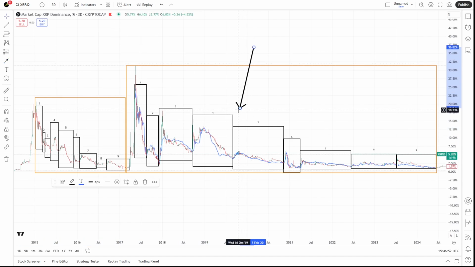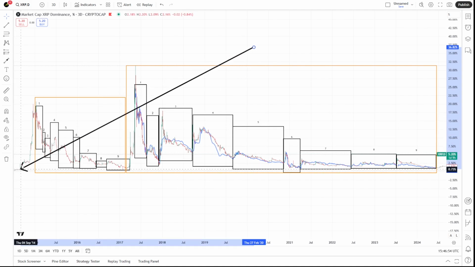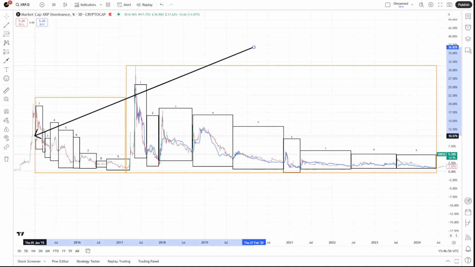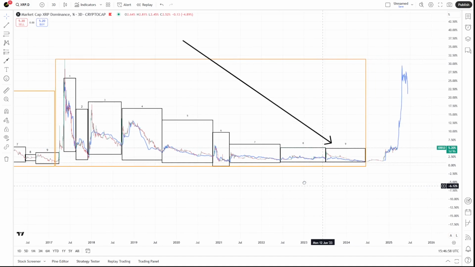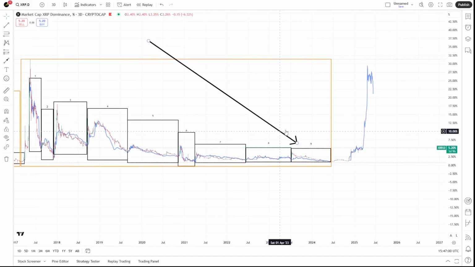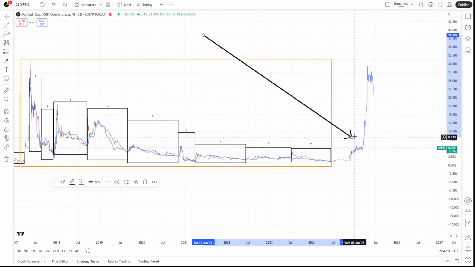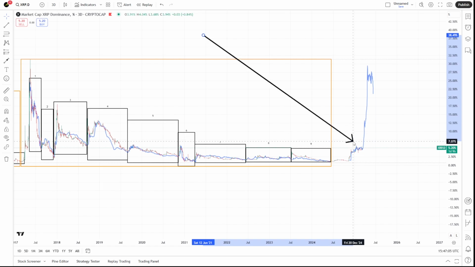Well, if we were to copy this structure over here, this move up, and I've done it in the past and it hasn't quite matched, but on today's chart, man, it's looking pretty nice. So this is that same structure. Let's zoom in and get a better look at this.